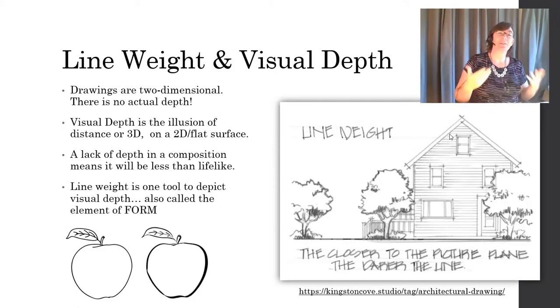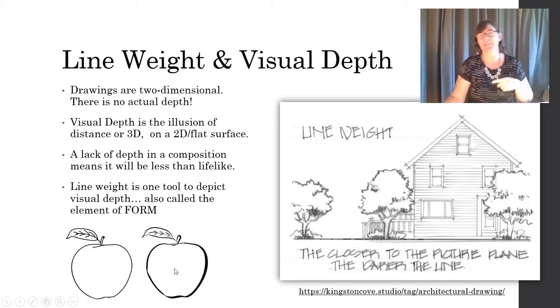Now, as you know, your drawings are actually two-dimensional. There's no particular depth to them, but as artists, we are going to create visual depth. Visual depth is the illusion of distance or three-dimensionality drawn on a 2D or flat surface. Without that depth, if you don't put this visual depth in your composition, it will look very flat and less lifelike, right? So here's an example of that. We've got a line drawing, a contour drawing of an apple with line weight and without line weight. Oops, other way around, I said it wrong.